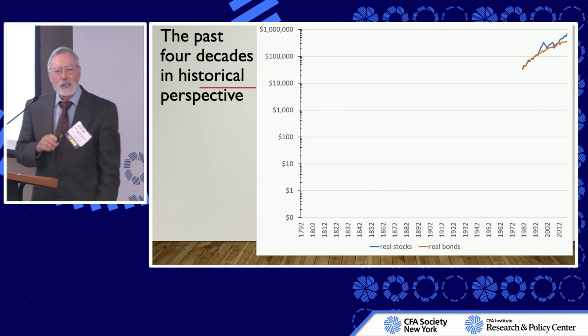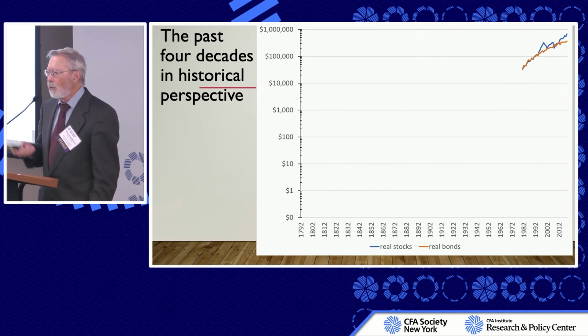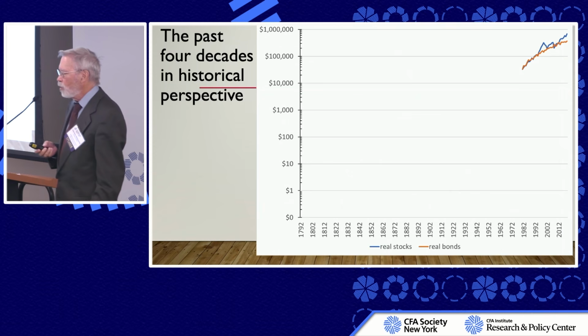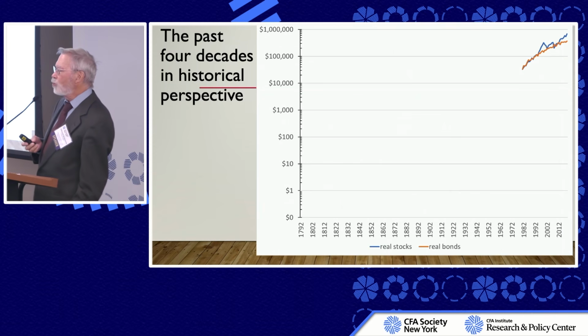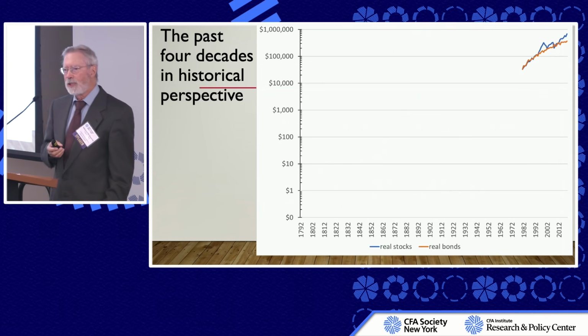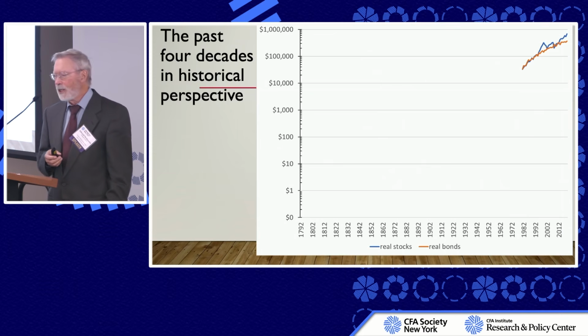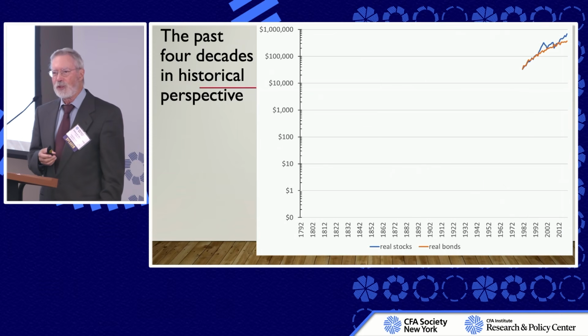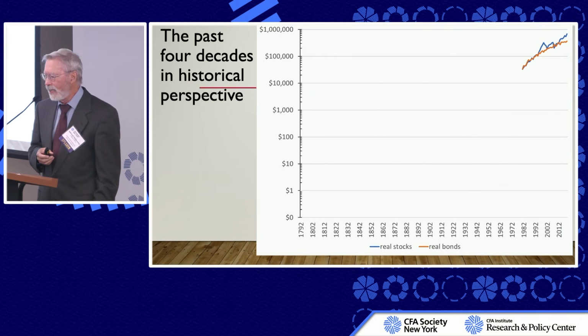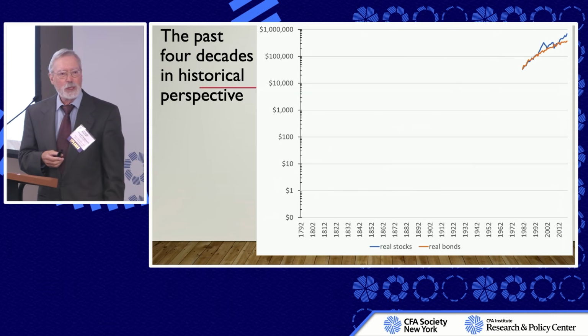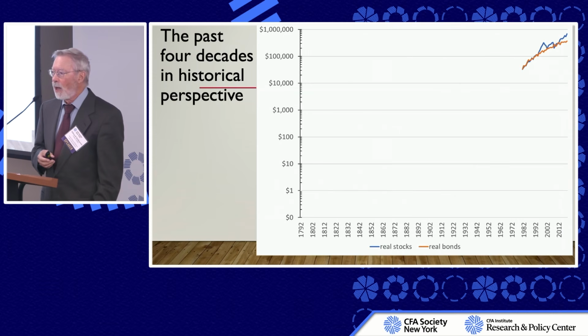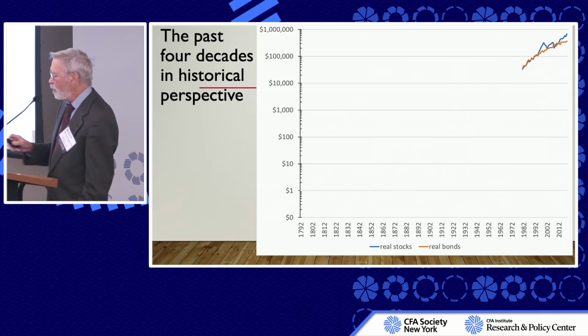So, what does the new history show? Well, I'm going to work backwards, which you almost never see in these kind of long term charts. Blue line is real stock returns. Orange line is real bond returns. This is the last few decades reset at 1982. And, well, what do you see? Stocks and bonds perform about the same.